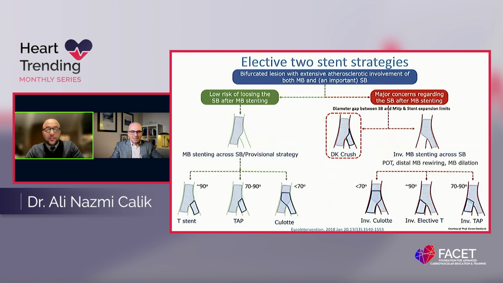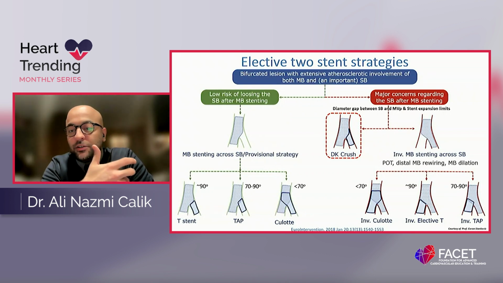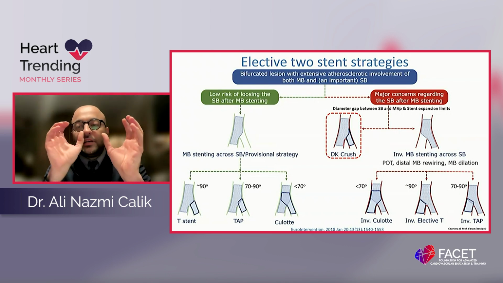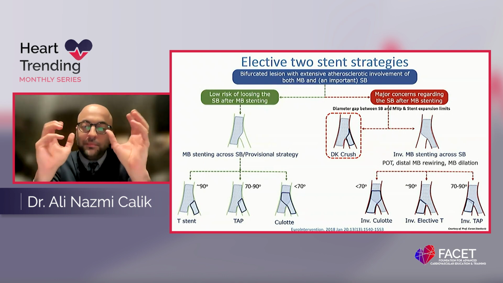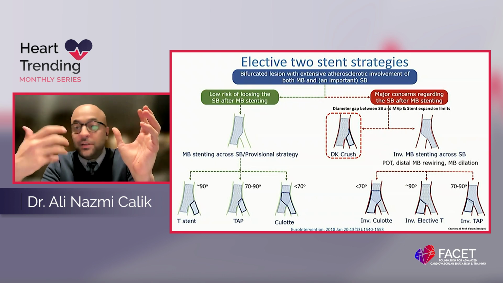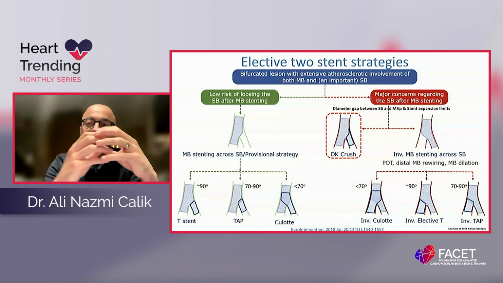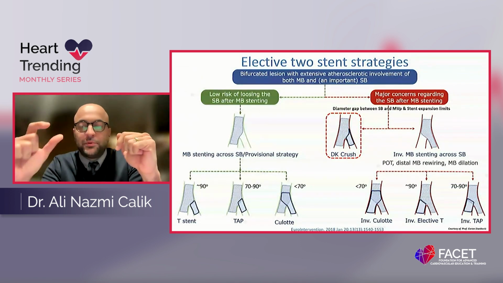So as I mentioned in my first slide, if we have real concerns about the side branch ostium, we have to secure the side branch ostium first. And again, let's go back to what I said in crush. If there is a significant diameter gap between your main vessel and the side branch, this means that you are not going to be able to perform a culotte, TAP or an inverted TAP, because when you extend your stent to the side branch, you have to size it according to the side branch, right?